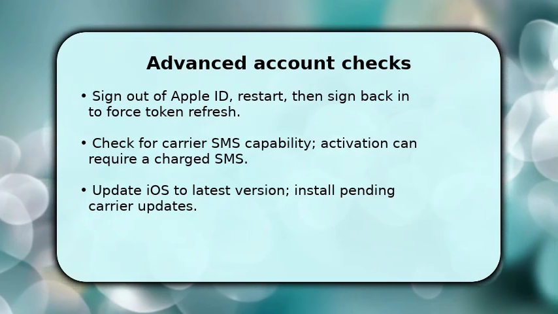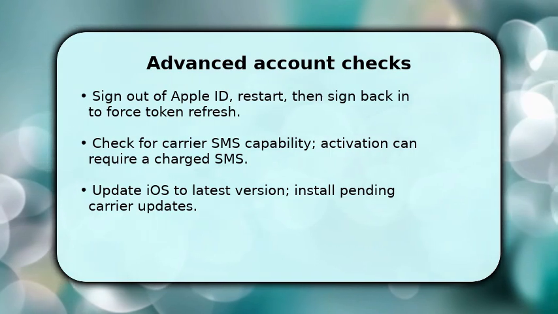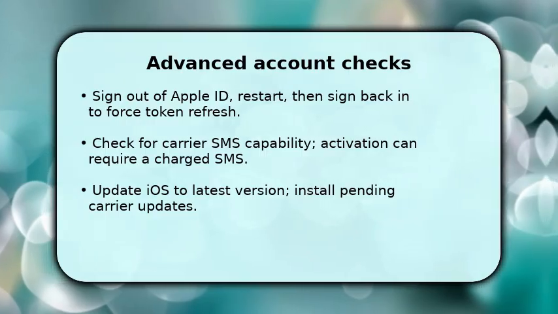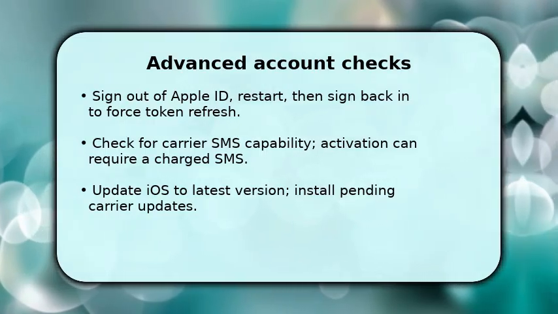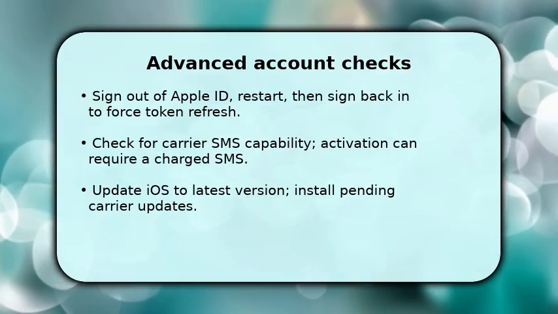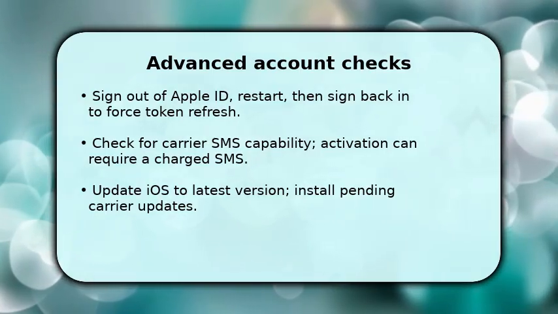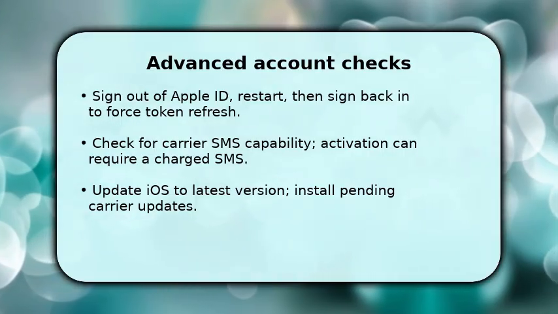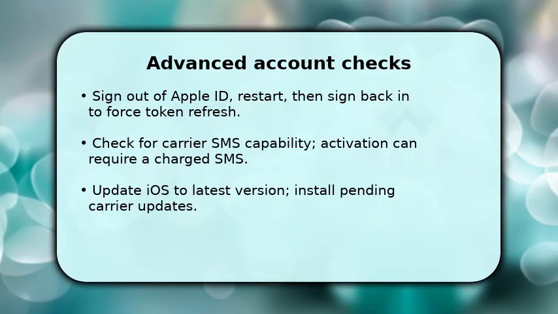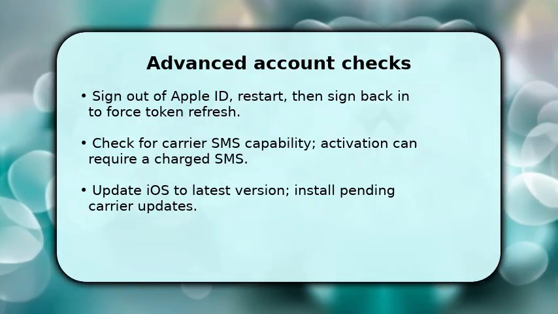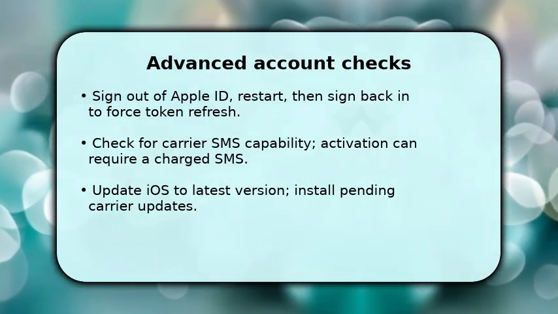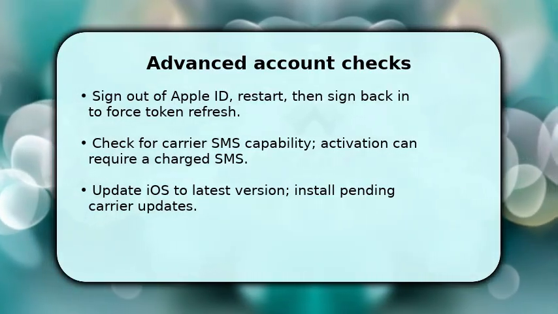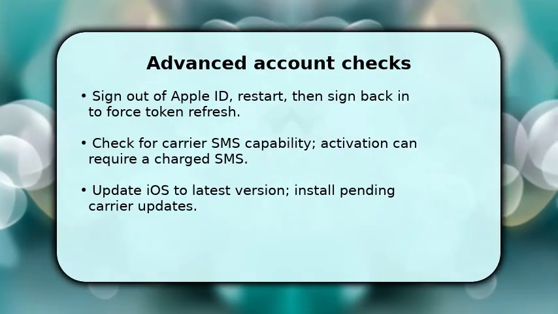You should now dive into account and carrier details to resolve activation faults. Sign out of your Apple ID in Settings, restart the device, then sign back in to refresh authentication tokens and push certificates. Make sure your carrier allows SMS and that you have credit or an active plan because iMessage activation sometimes sends a verification SMS. Also check for and install any iOS or carrier settings updates. These often fix protocol or certificate incompatibilities that block activation.